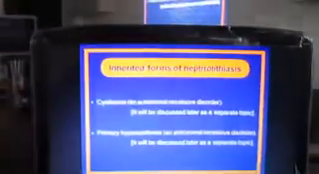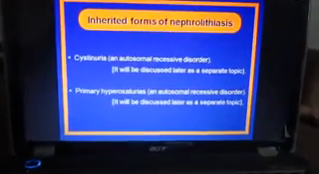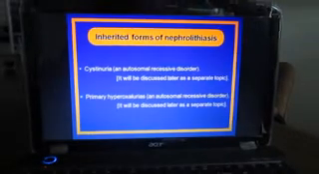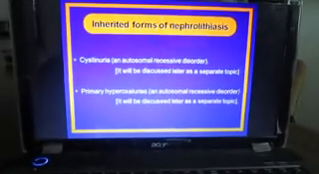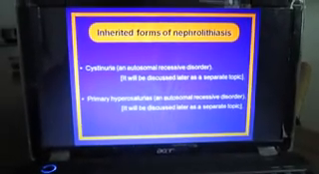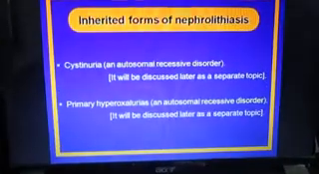A low fluid intake leads to decreased urine output and dehydration and increased solute concentration in urine. Inherited forms of nephrolithiasis, we have two types: cystinuria, an autosomal recessive disorder, and primary hyperoxalurias, autosomal recessive disorders, and both will be discussed later.